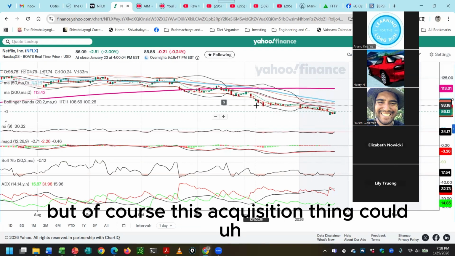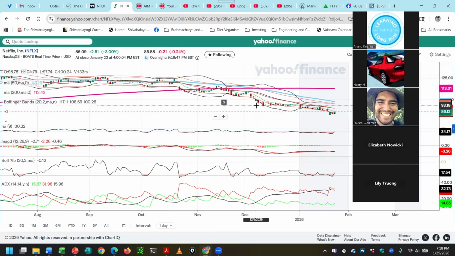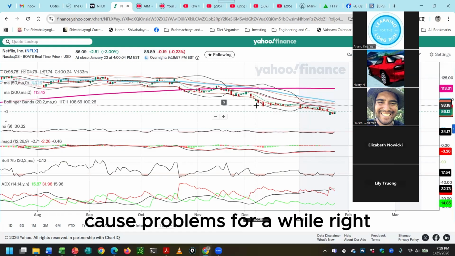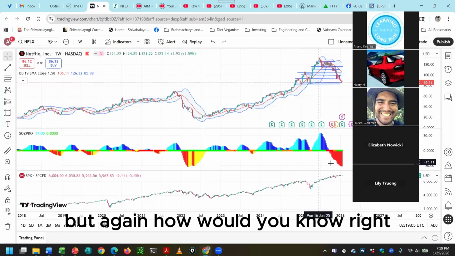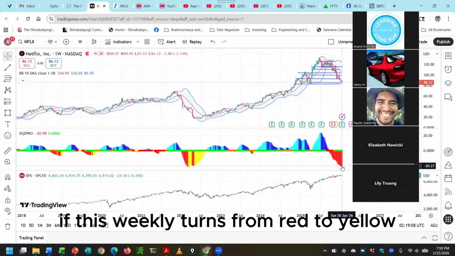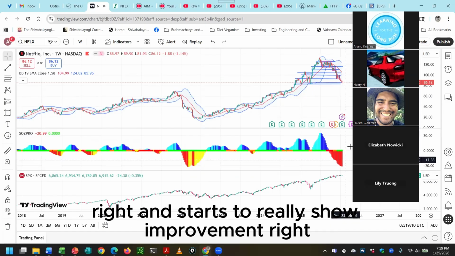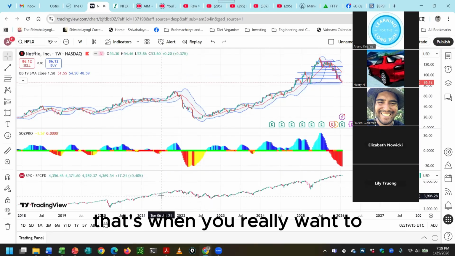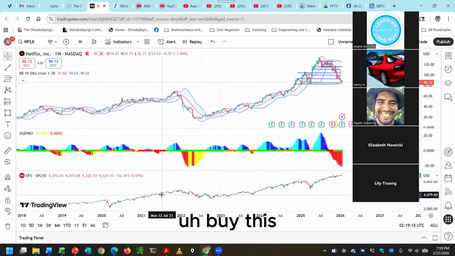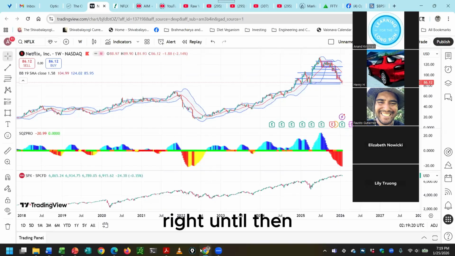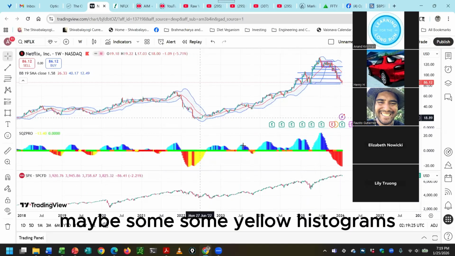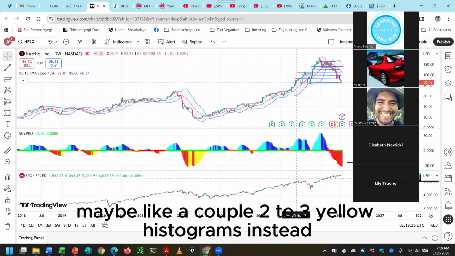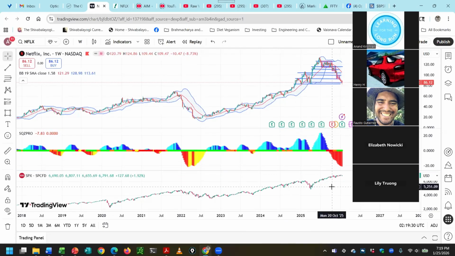But of course, this acquisition thing could cause problems for a while, at least 2 to 3 months worth of problems. But again, how would you know? The only time is if this weekly turns from red to yellow and starts to really show improvement. That's when you really would want to buy this. Until then, I would say wait on it. Yeah, maybe a couple, 2 to 3 yellow histograms instead, long-term support.